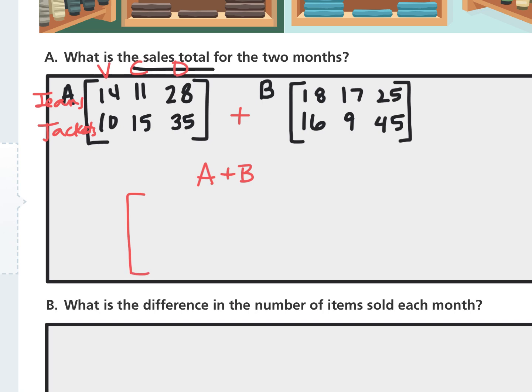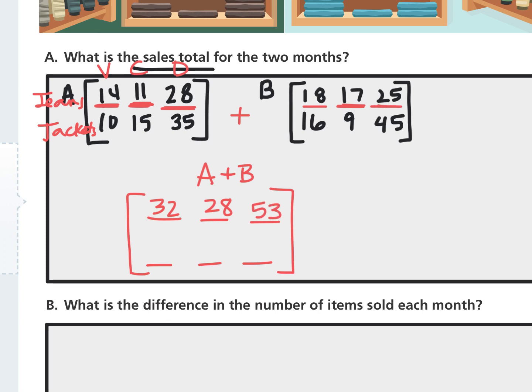So when I'm finding the sum here, my resulting matrix is going to be the same size. And so for our first spot, I will add 14 and 18 together, and that's going to give me 32. Then I will add the 11 and the 17 together and get 28. And next I will add 28 and 25, and that will give me 53. Pause the video, see if you can get the last row. All right, and so for this, you should have gotten 26, 24, and 80.